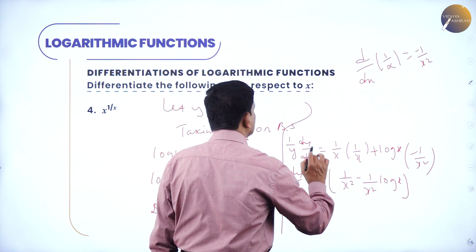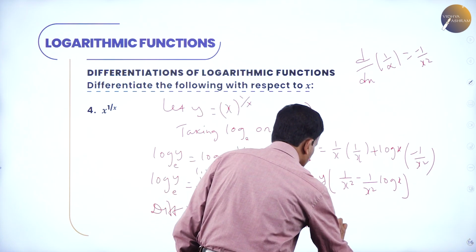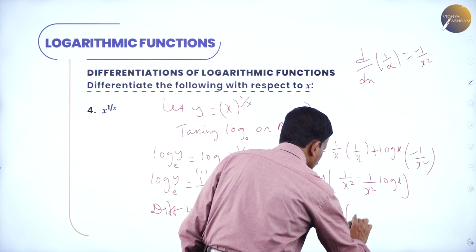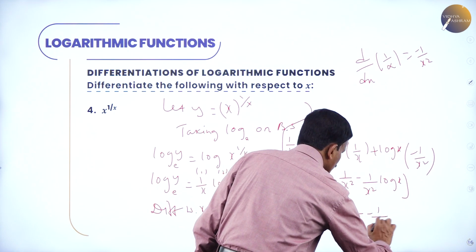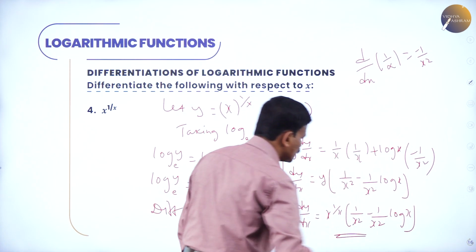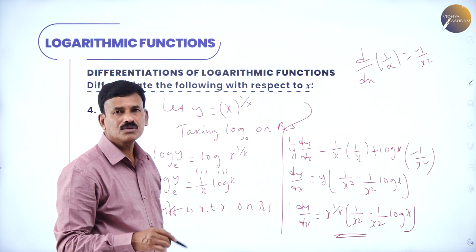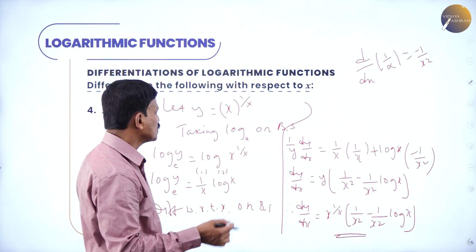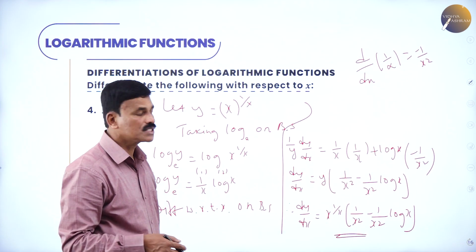equal to y. What is y? y is equal to x to the power of 1 over x. So dy by dx is x to the power 1 over x into 1 by x square minus 1 over x square log x. This is the required answer. Hope you followed, right? Very simple, very important type problems.